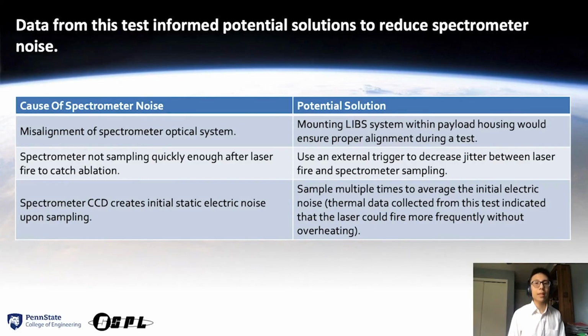Finally, test data indicates that it is possible to sample more frequently than anticipated by the OASIS team without overheating the system. Collecting many samples will allow for the averaging out of the initial electric noise.